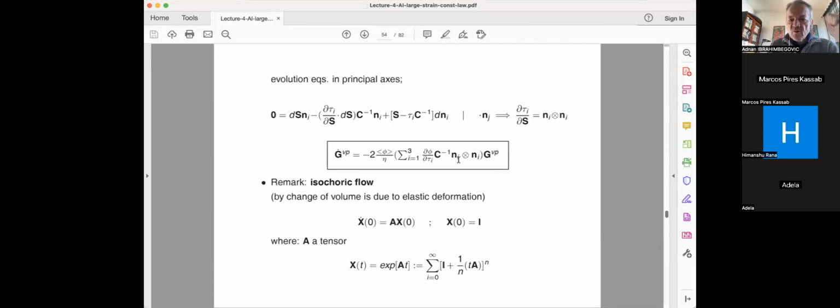So you can write this evolution equation in terms of principal axis. You recall that the stresses S also share the same principal axis, and so you can then express all these guys in terms of principal axis. And so it happens that the G_V plastic dot is equal to minus 2 times the positive value of phi divided by eta, plus the sum from I equal to 1 to 3 of d phi over d tau_I, the tau_I being the principal values of the second Piola-Kirchhoff stress, times C^-1 n_I tensorial n_I, all this multiplied by G viscoplastic. So integrating this equation, you can do it in many different ways.